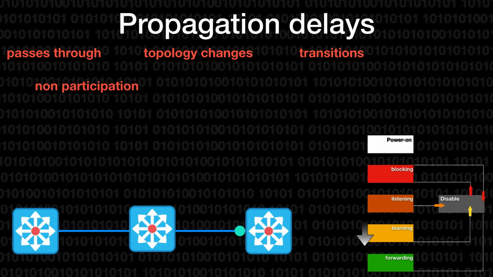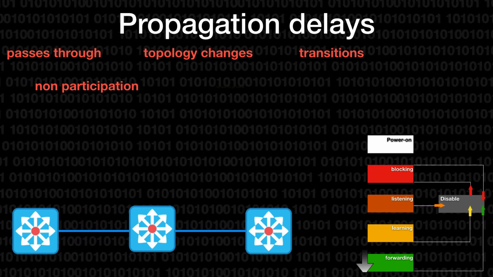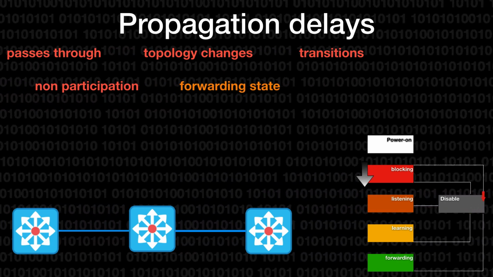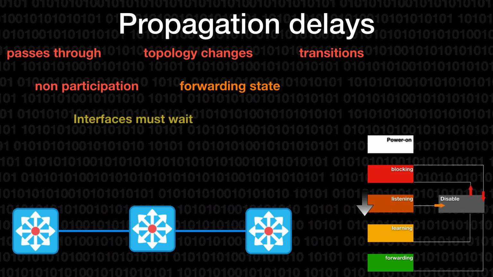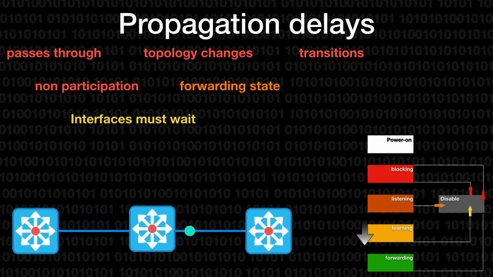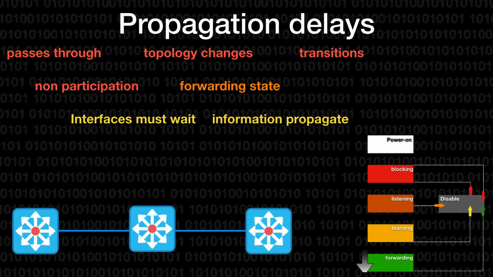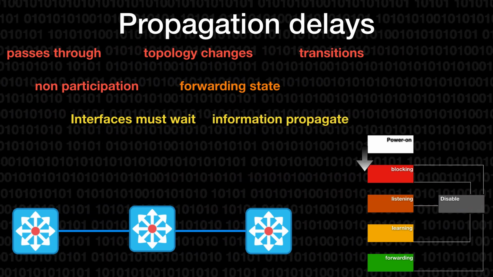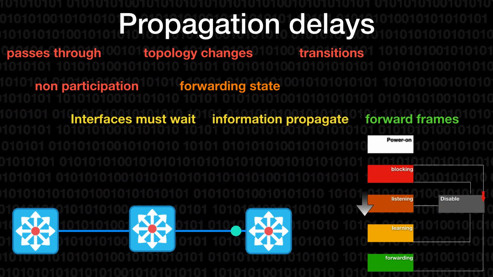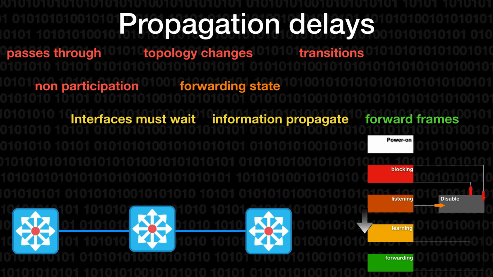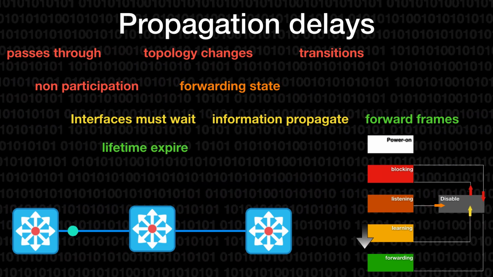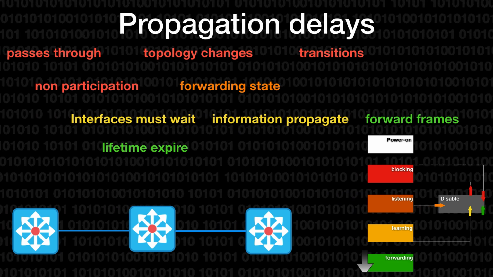When an interface transitions directly from non-participation in the spanning tree topology to the forwarding state, it can create temporary data loops. Interfaces must wait for new topology information to propagate through the switched LAN before starting to forward frames. They must allow the frame lifetime to expire for forwarded frames that have used the old topology.